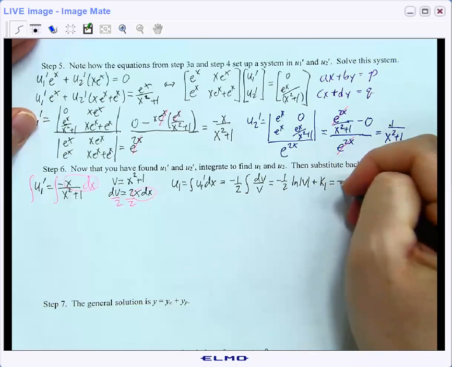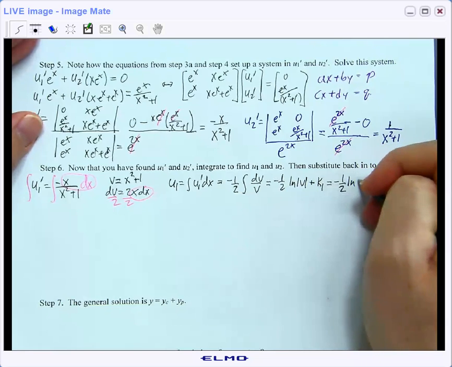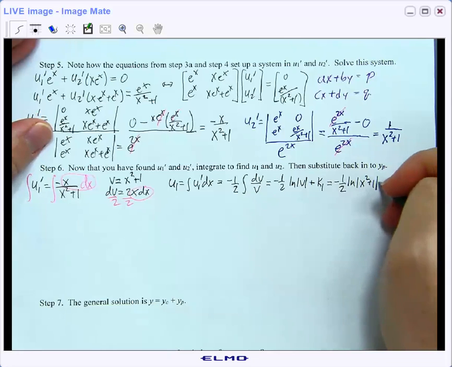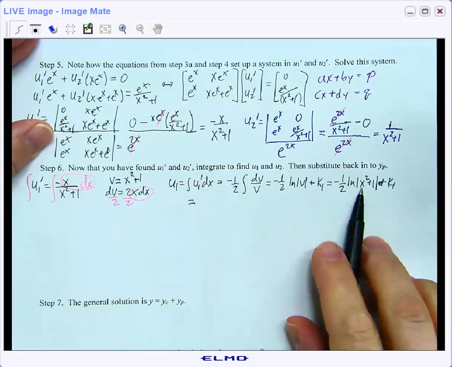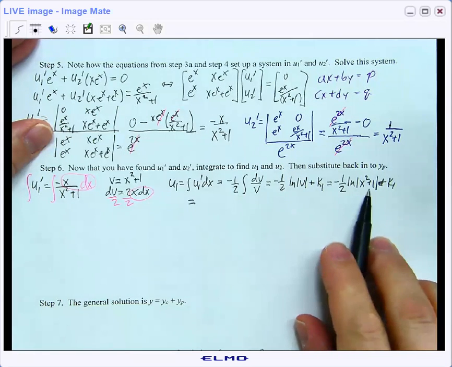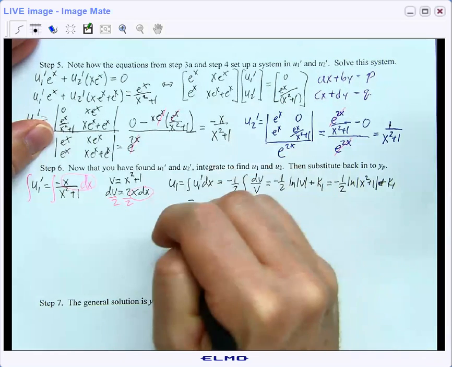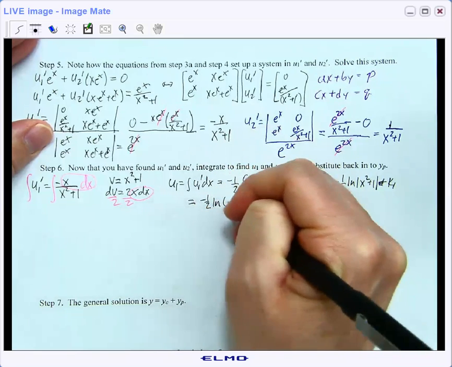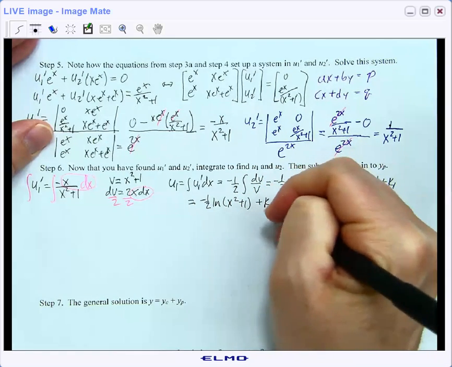But let's look at this a little bit more. So this is negative 1/2 natural log of the absolute value of x squared plus 1, plus K1. If I take x, a real number, and I square it and add 1, it can't be negative, so the absolute values won't matter here. So we'll have negative 1/2 natural log of, in parentheses, x squared plus 1, plus K1.